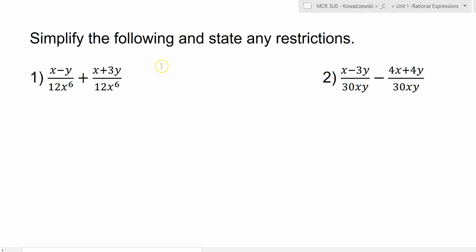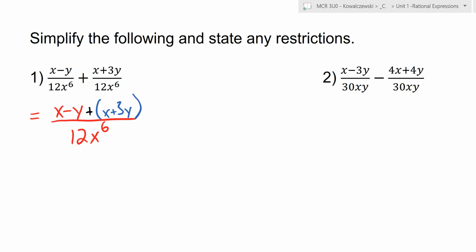Because they already have the same denominator, I don't have to change them. All I can do is just add up the numerators. Just to show you for this lesson, this is something you might be able to figure out without an extra step, but I'm going to write this as just one large expression: x minus y plus, and we're adding x plus 3y. Just like when we were adding polynomials, I like to show this extra little step. Now I can see we have x plus x is 2x, minus y plus 3y gives us plus 2y, and that's over 12x to the power 6. So that's it. We've added them together.